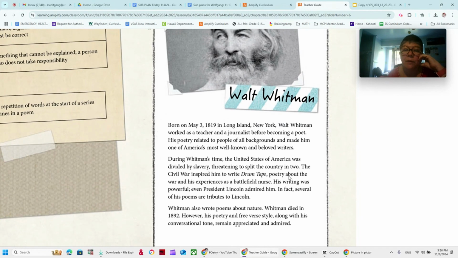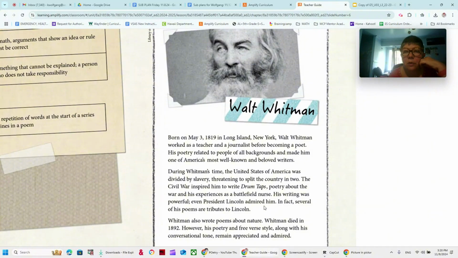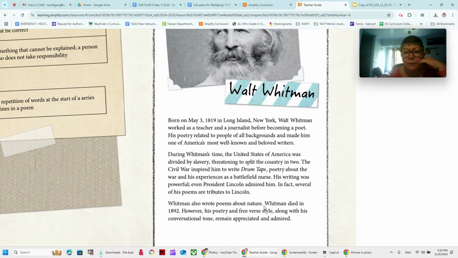During Whitman's time, the United States of America was divided by slavery, right? Because slavery wasn't outlawed until after the Civil War in the 1860s. So he was born near 1820, so 40 years of slavery. The Civil War inspired him to write Drum-Taps, poetry about the war, and his experiences as a battlefield nurse. His writing was powerful. Even President Lincoln admired him. In fact, several of his poems were tributes to Abraham Lincoln.